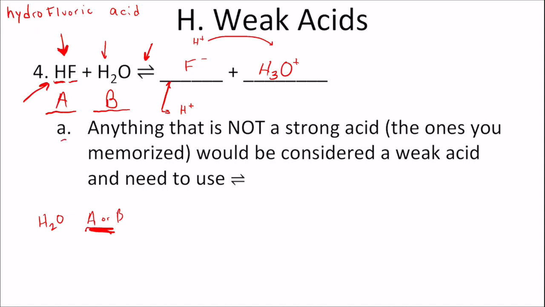Okay, so as it says here, anything that is not a strong acid, the ones you memorized, would be considered a weak acid, and you would need to use the double-headed arrow.